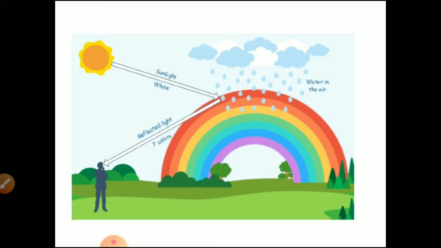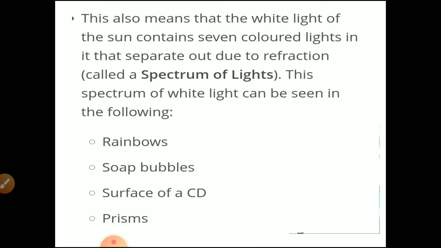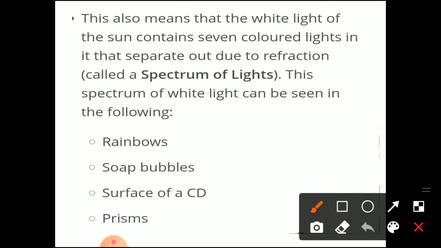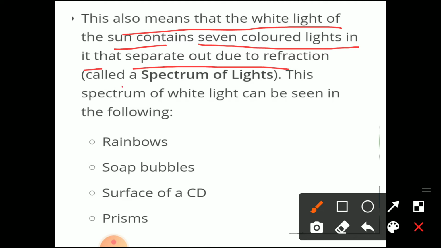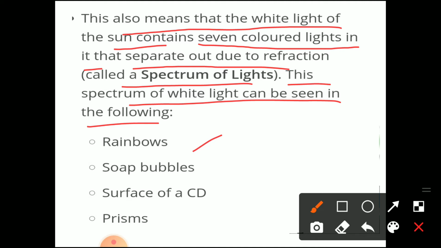Now, how many colors are present in a rainbow? We have discussed that also. There are 7 colors: violet, indigo, blue, green, yellow, orange, and red. This also means that the white light of the sun contains 7 colored lights in it that separate out due to refraction, called a spectrum of light. This spectrum of white light can be seen in the following.